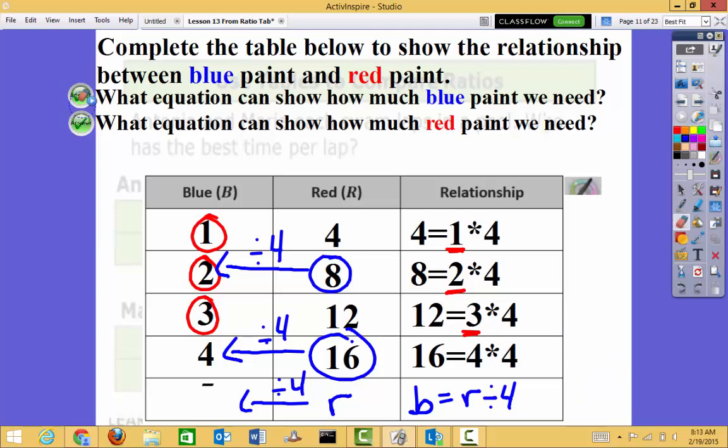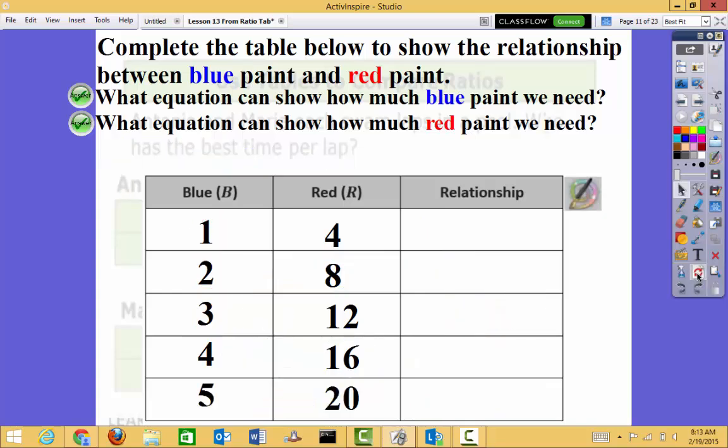Alright, so my blue equals what? Blue equals that 1/4 times R, which we also know is just the same as R divided by 4. You can use whichever one works for you, the division or the multiplication. And then my red is that R equals 4B that we just went through.